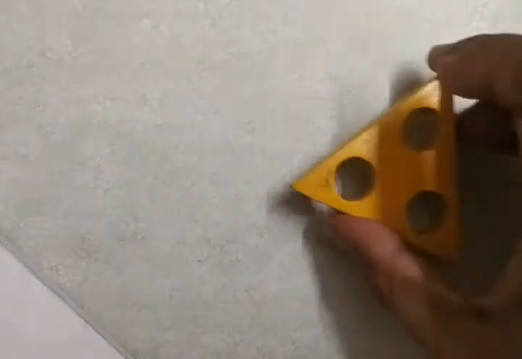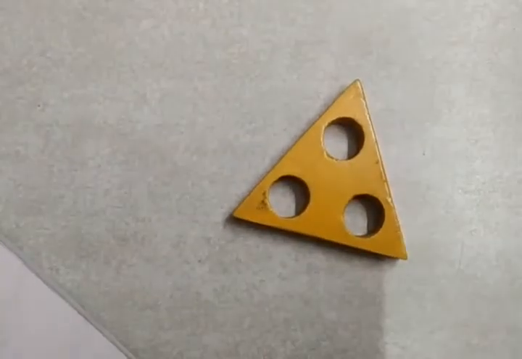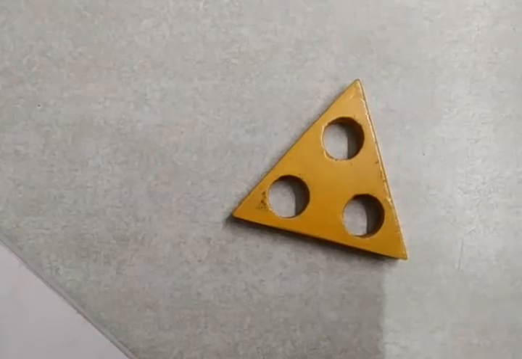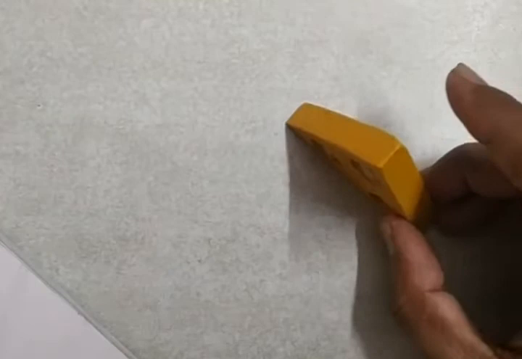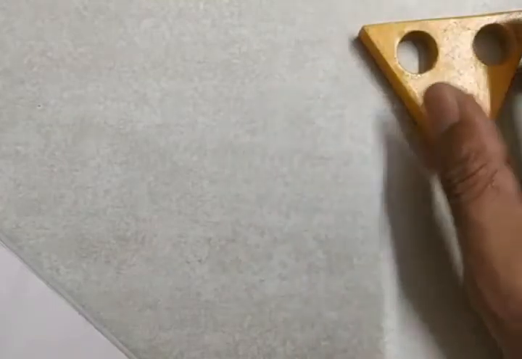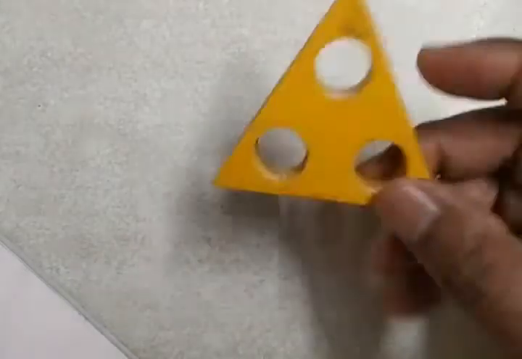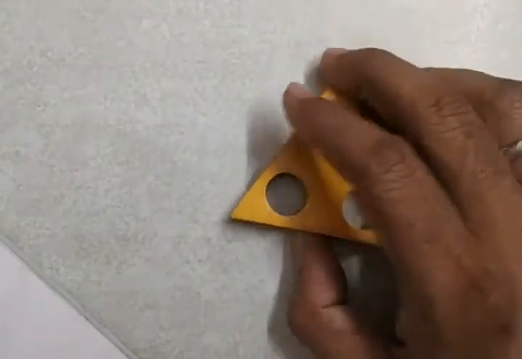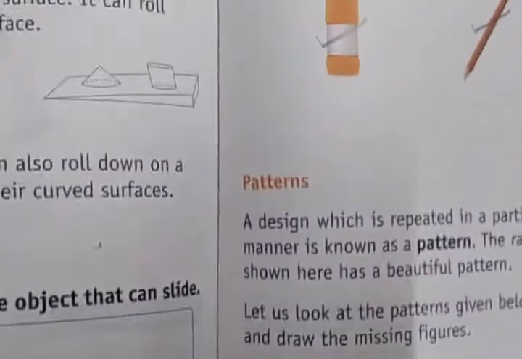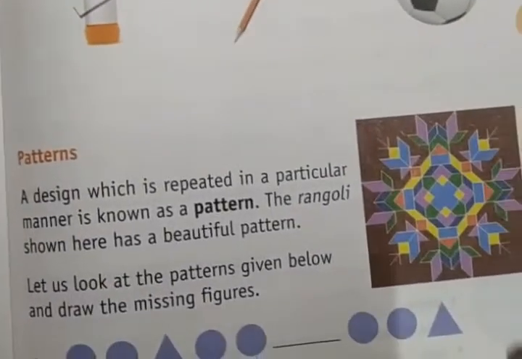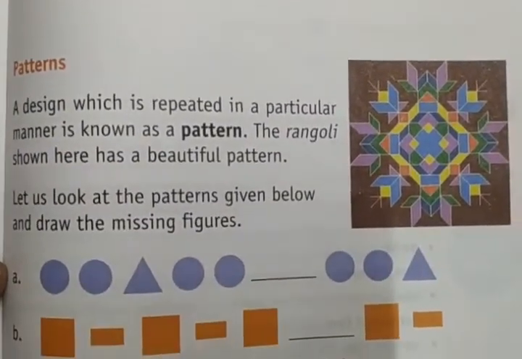Then this is called a triangle. The cone surface we can say. This can be one surface with which we can slide. It's triangular. It's a cone. Right. These are the basic shapes. Now let's move on to the patterns.